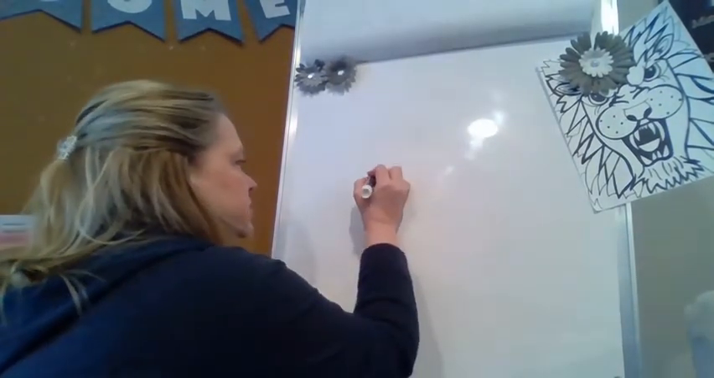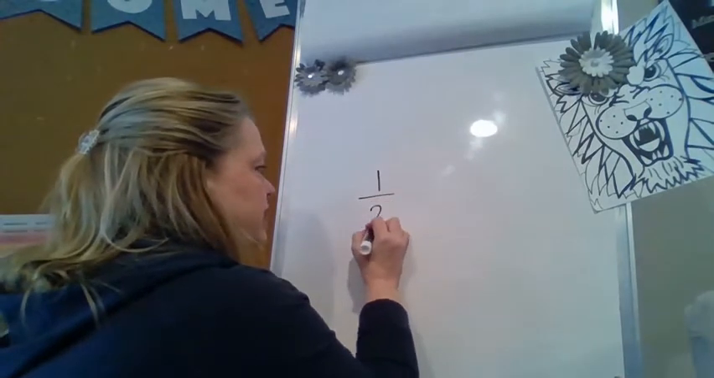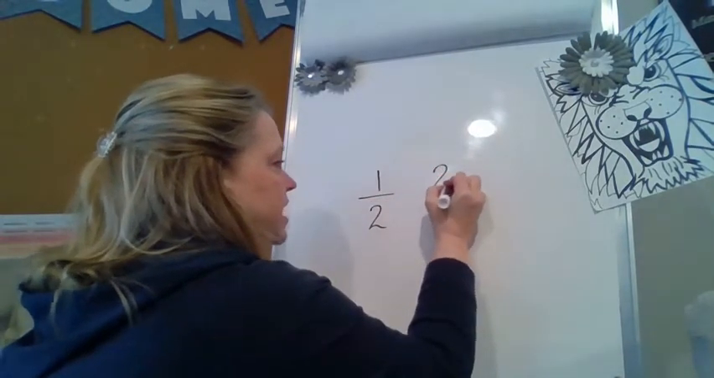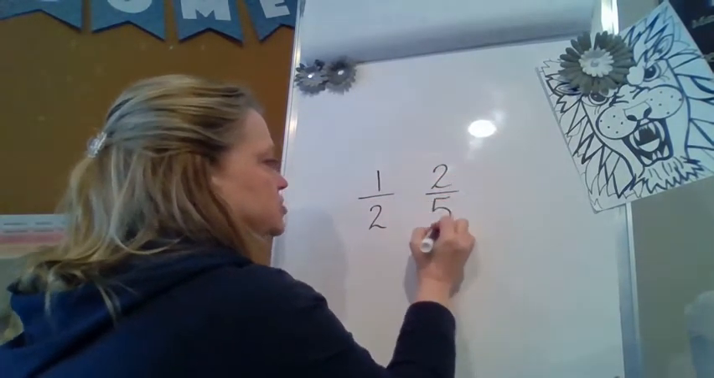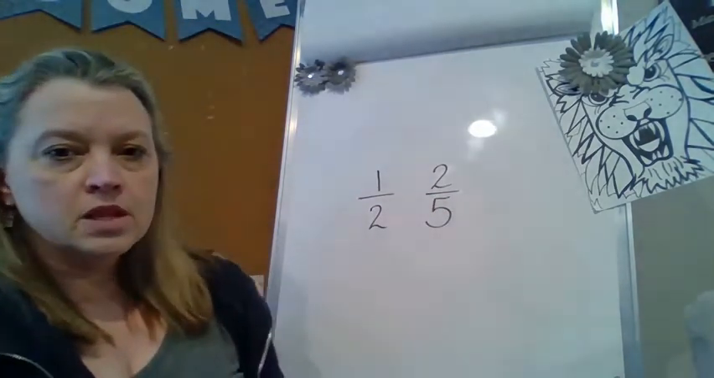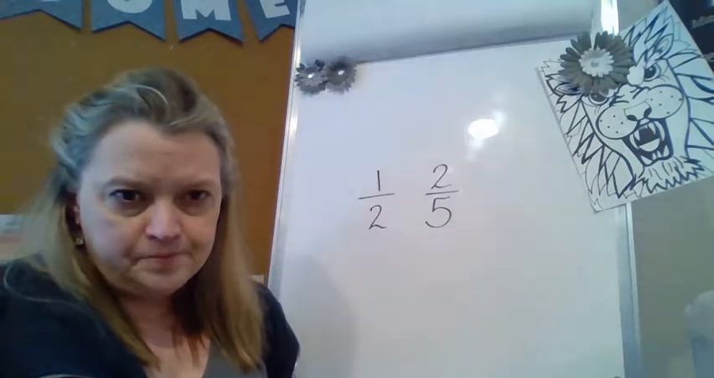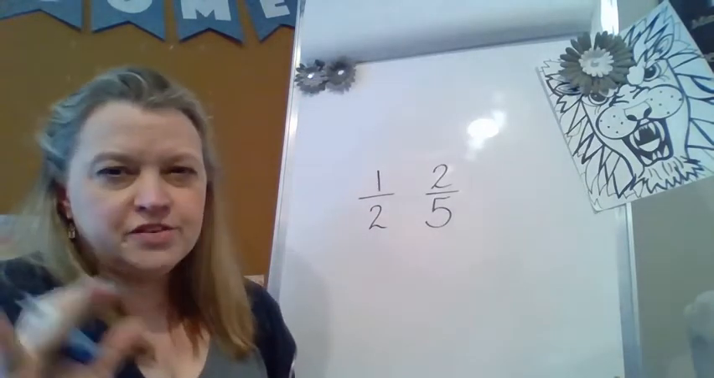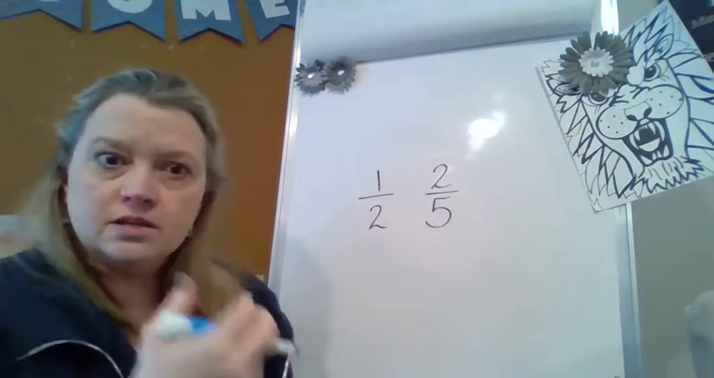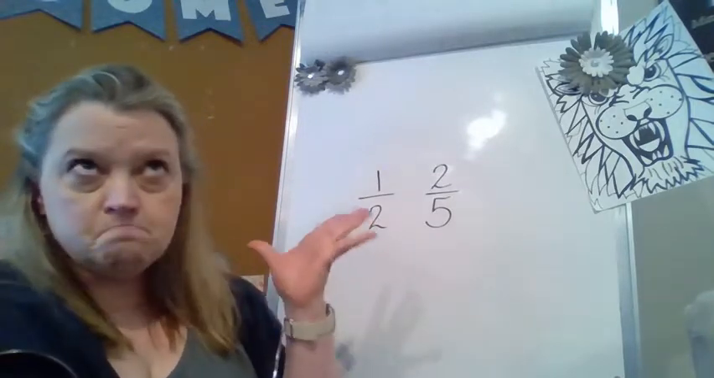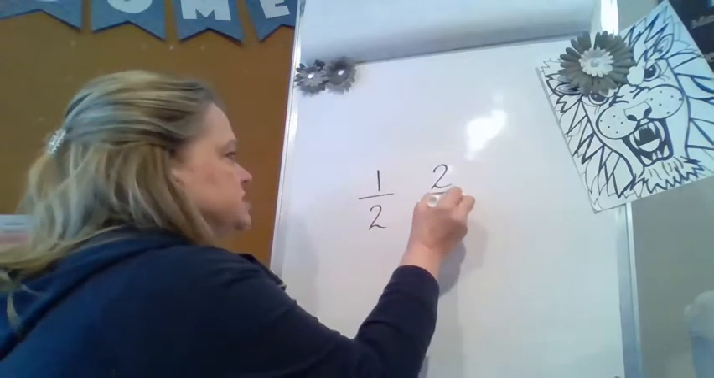So I'm going to create those 2 fractions, 1/2 and 2/5. We're going to do something today called the butterfly method. And all we need to do for the butterfly method is we need to basically create this butterfly around these fractions.